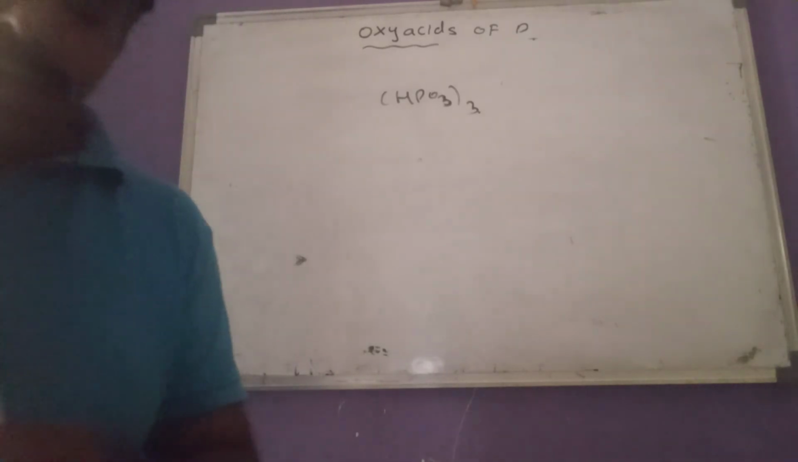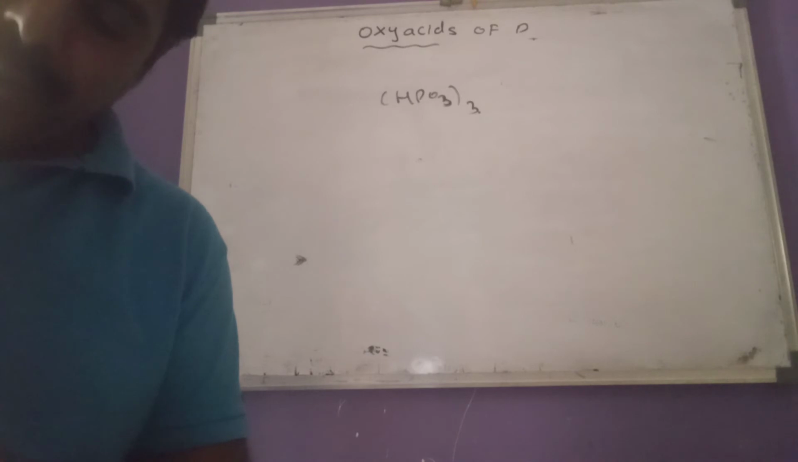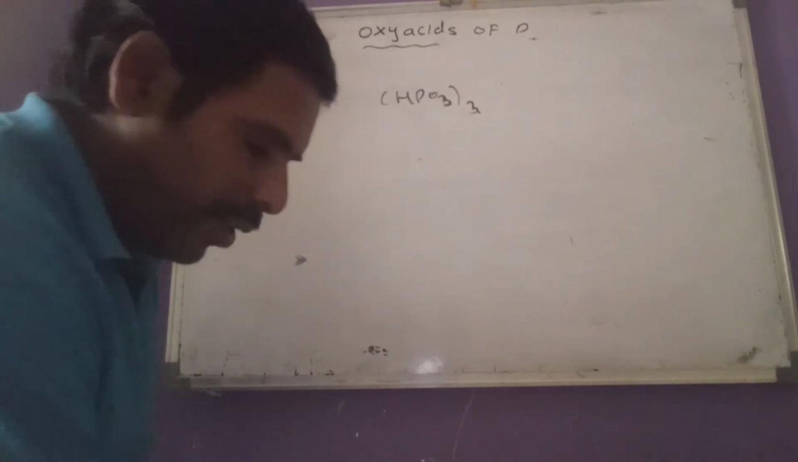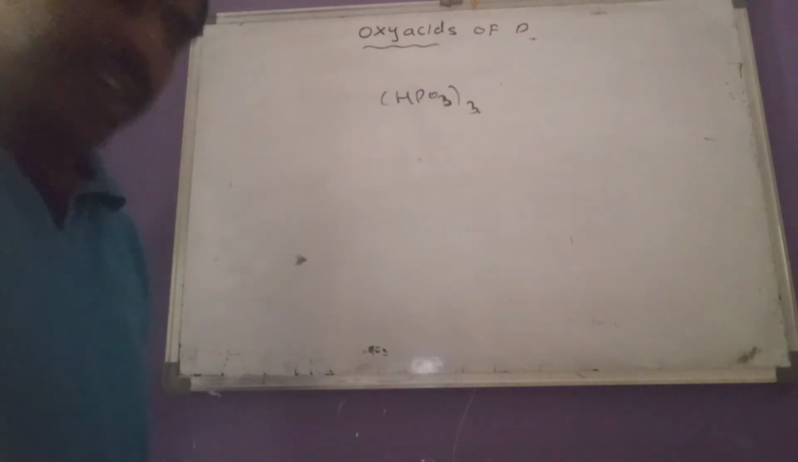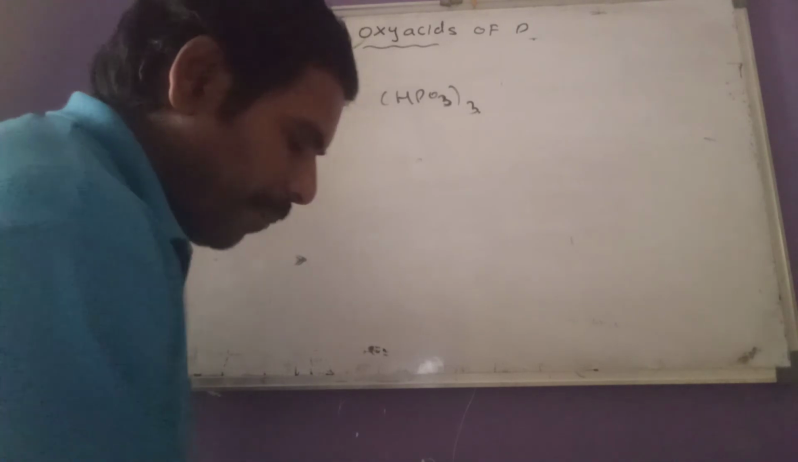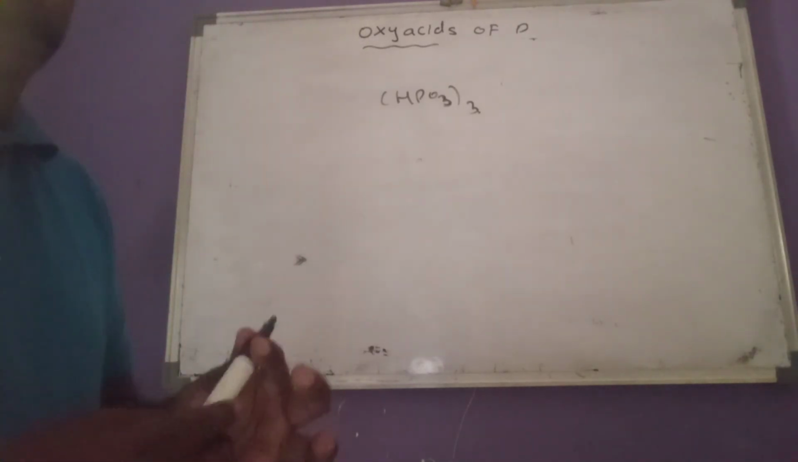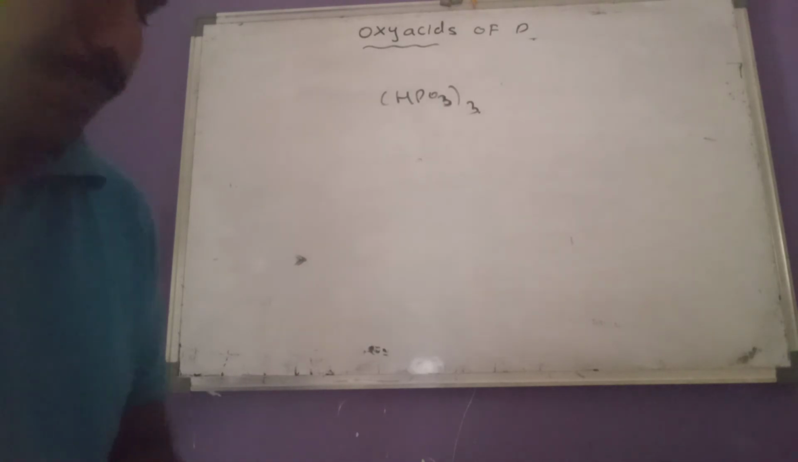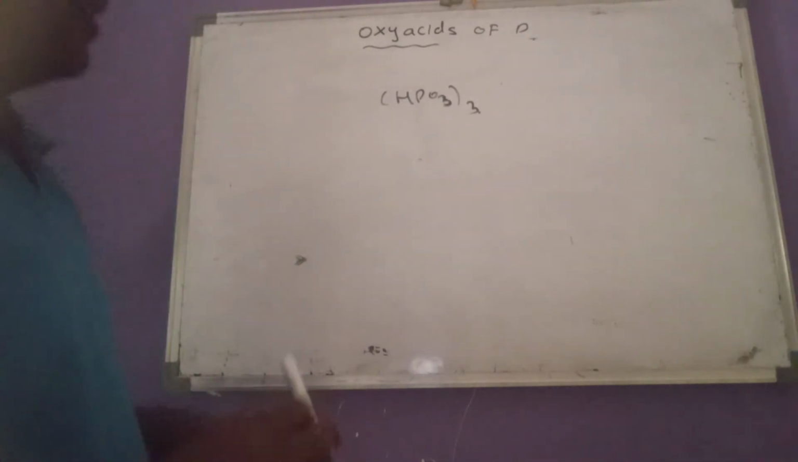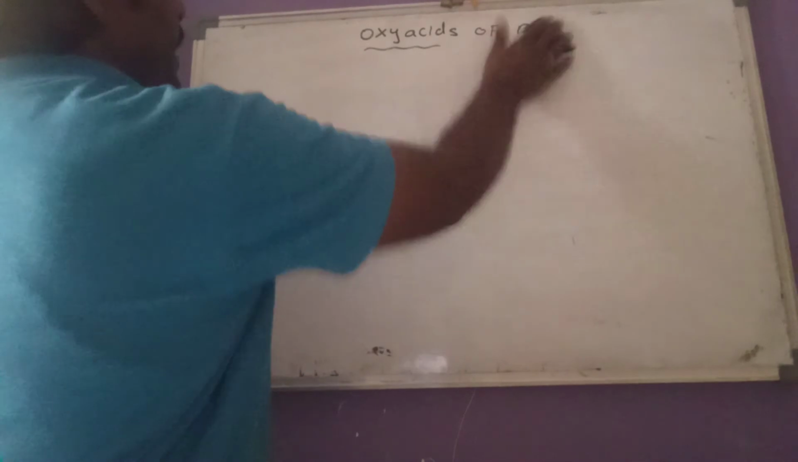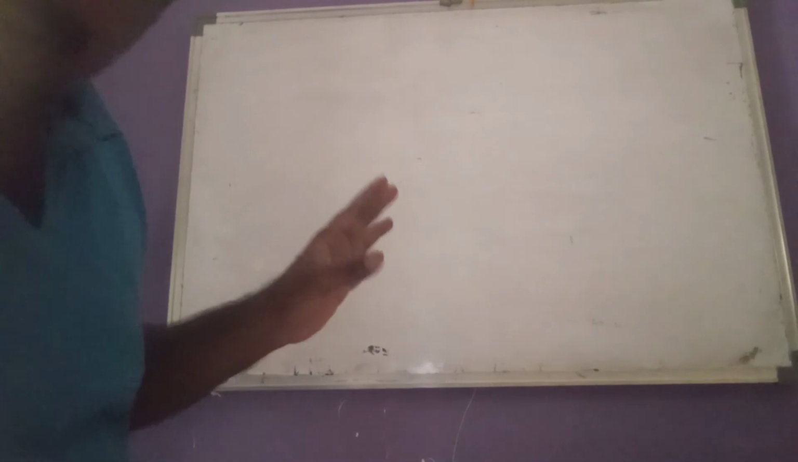Okay, then our next topic after this is phosphine. What is the formula of phosphine? PH3. Some members may call this phosphine also, whatever it may be. How to prepare phosphine and what are the properties of that?